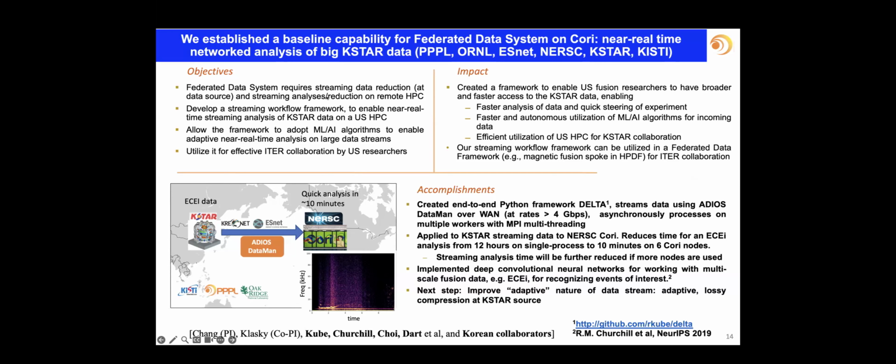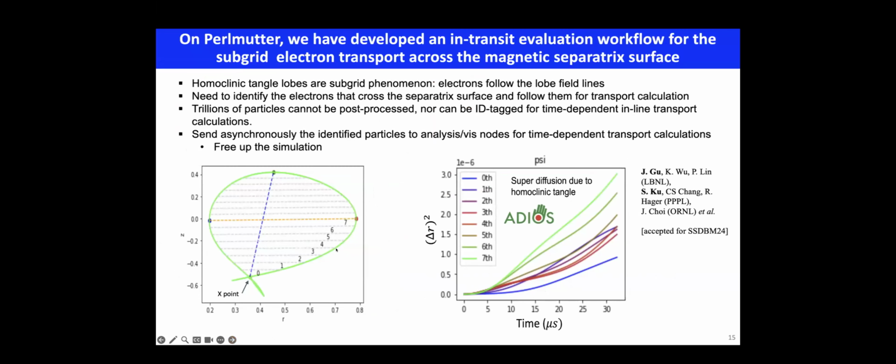A federated data system needs streaming data reduction, first starting at the data source and then streaming analysis and reduction on remote HPC. So we have this technology, and using only 6 Cori nodes, when KSTAR people at the site took 12 hours to analyze multi-scale data, it took only 10 minutes. So this technology probably can be used on HPDF. I'll skip this one.